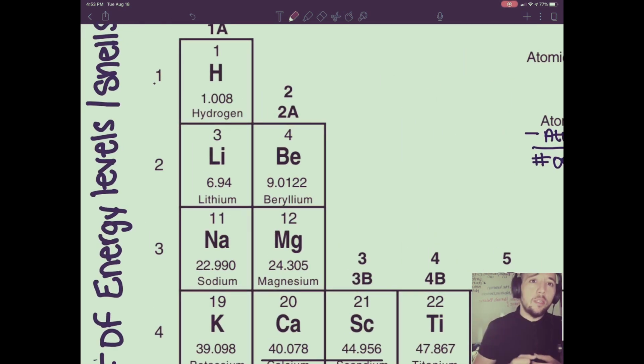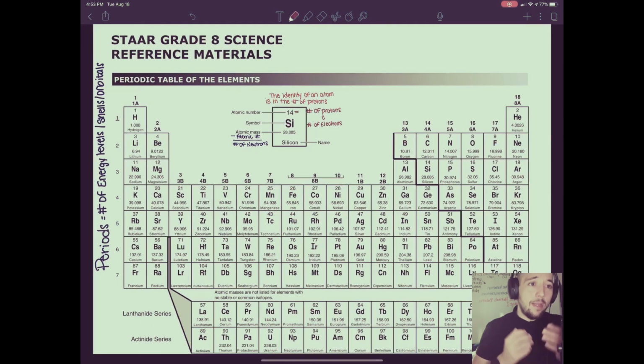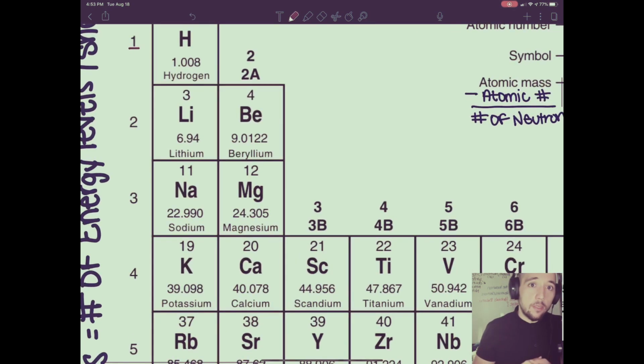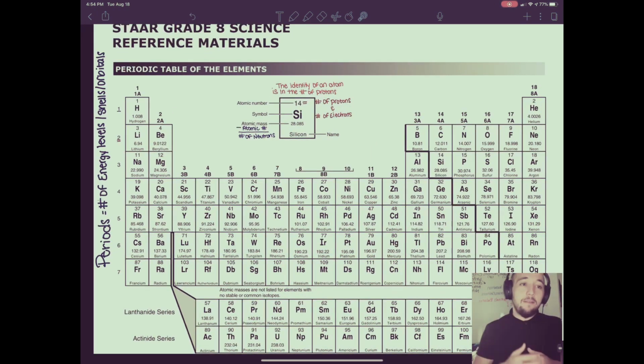Now, you see that it's ranging from 1 to 7. That just tells you the number of shells that element has. So 1 is going to have 1 shell around it. 2 is going to have 2 shells around it. 3 is going to have 3 shells around it. 4 is going to have 4. 5 is going to have 5. 6 has 6. And then 7 has 7.